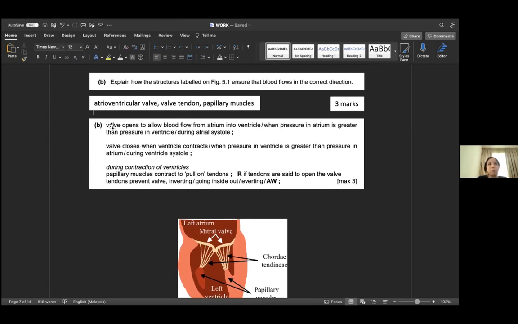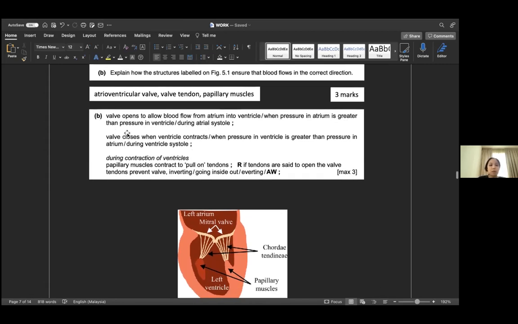You can write backflow of blood when you're describing the veins, but in the heart you have to describe it in detail. So a valve opens to allow blood flow from atrium into ventricles when pressure in atrium is greater than pressure in ventricles during atrial systole. The valve closes when ventricle contracts, when pressure in ventricle is greater than pressure in atrium during ventricular systole.